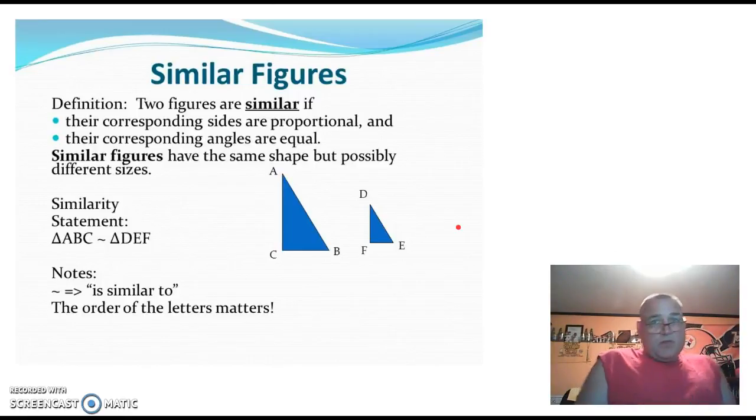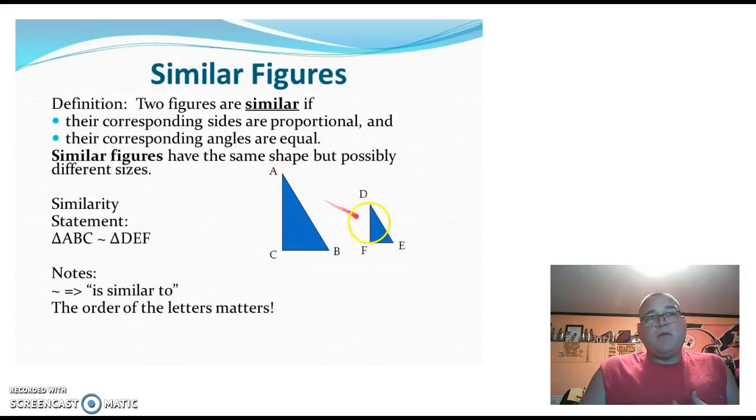Another way that we're going to be using proportions is with similar figures. So let's define similar figures. Two figures are similar if their corresponding sides are proportional, could be equal, but not necessarily, and their corresponding angles are equal. Similar figures have the same shape, but possibly different sizes. When we look at this, triangle ABC is similar to triangle DEF, and this symbol right here means similar to. The order of the letters is important. A matches up with D, B matches up with E, and C matches up with F.